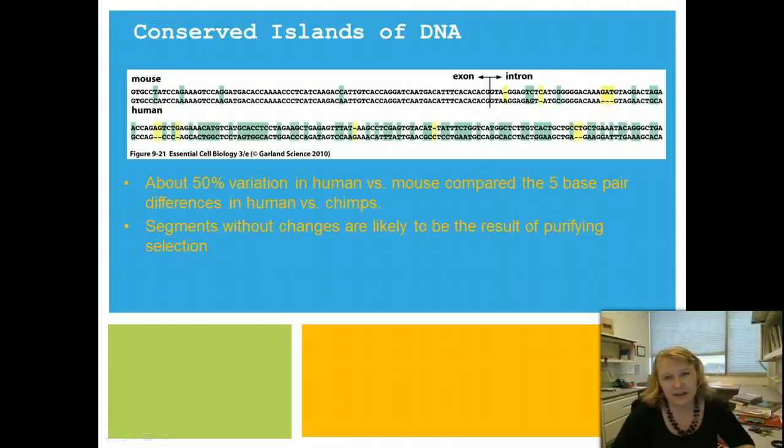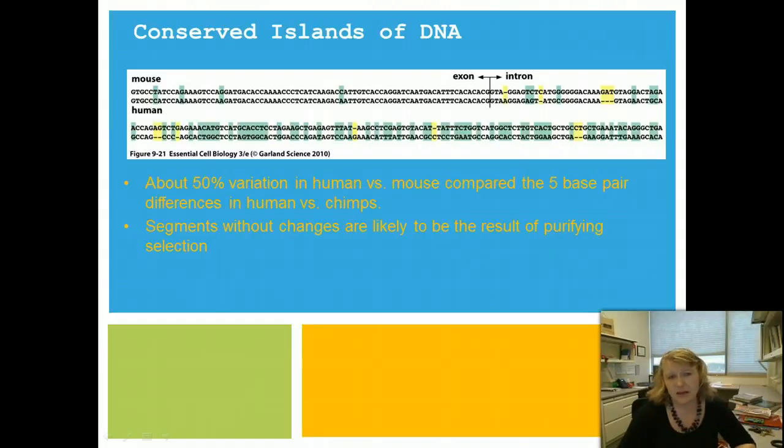So this takes us to our next topic of conserved islands of DNA. We've talked about conserved islands and conserved DNA, and what this means is sequences that are similar across multiple species, or if you're talking about within the same species, multiple individuals. But in this case, this entire lecture, we're talking about multiple species. So what you can see here is anywhere there's green on the mouse is similar to the human. And you can see where those conserved regions are.